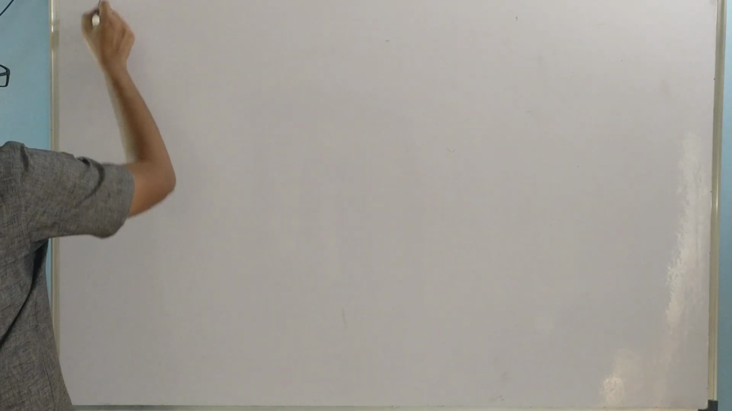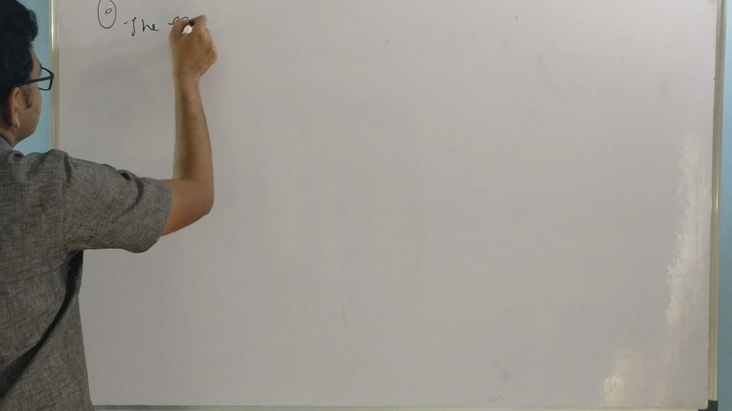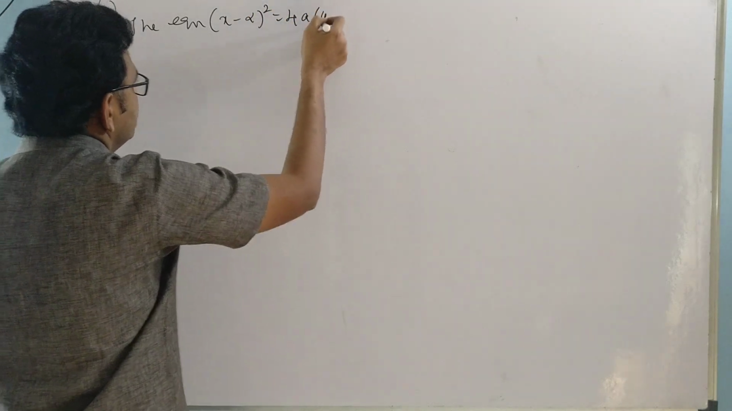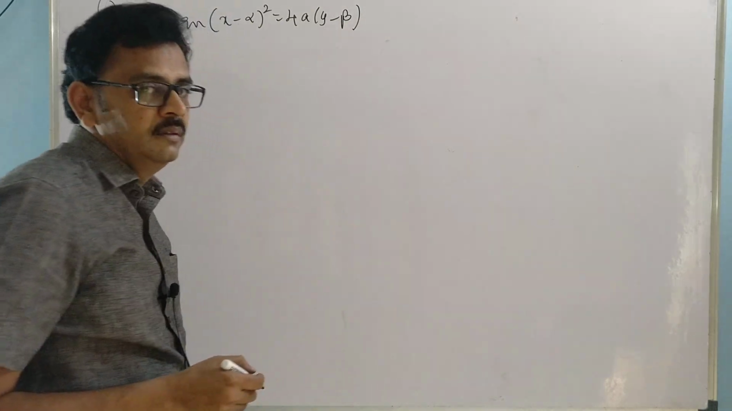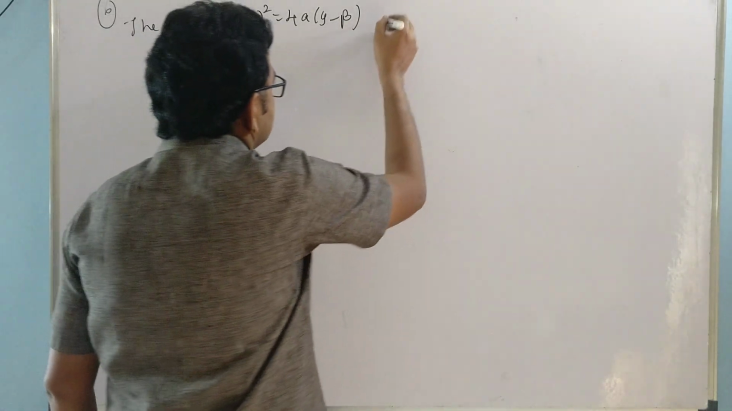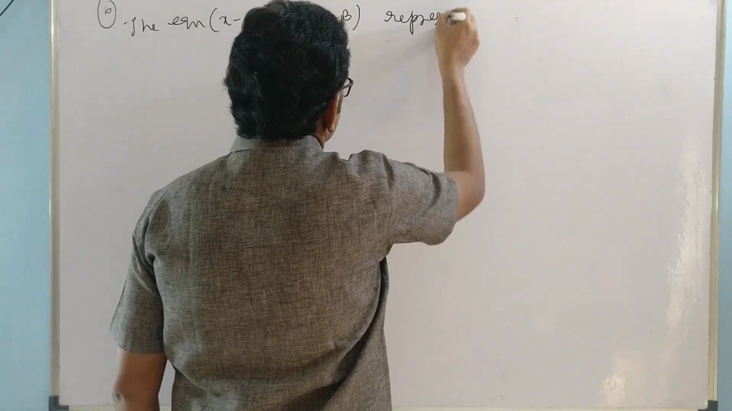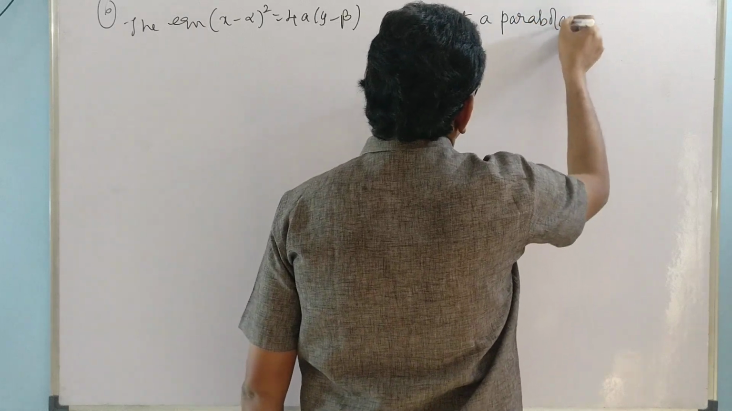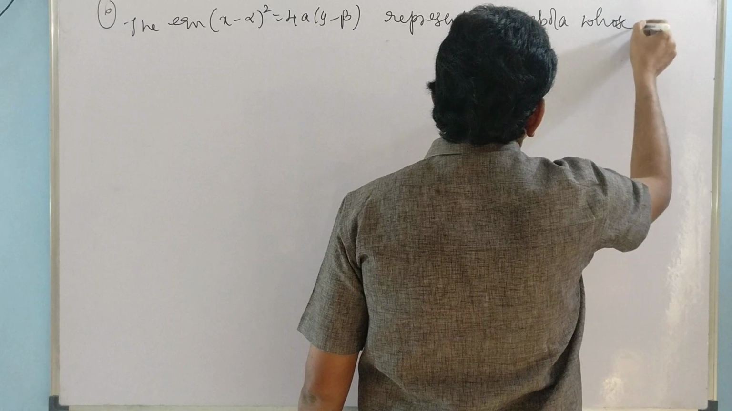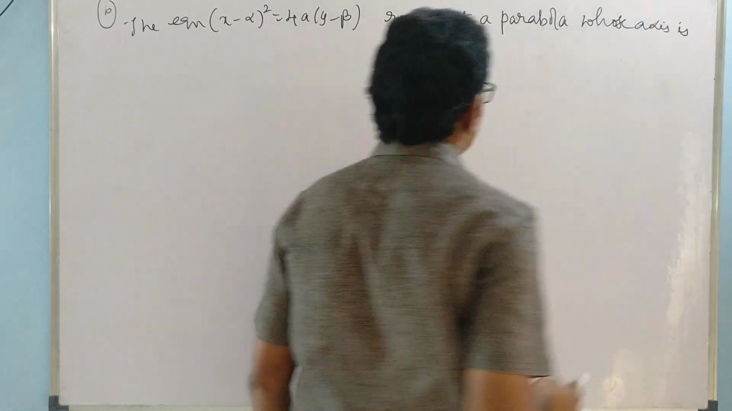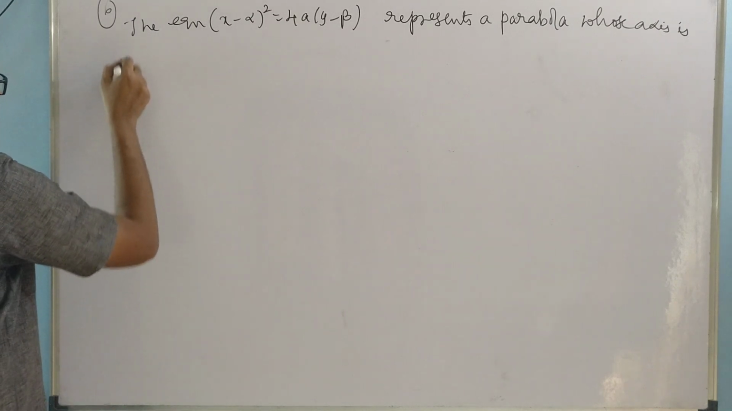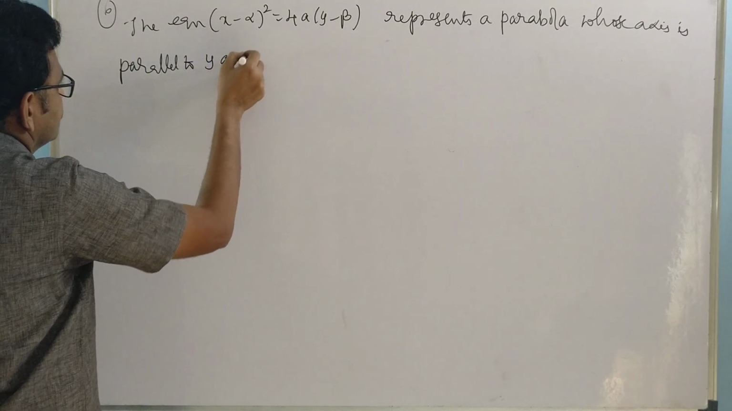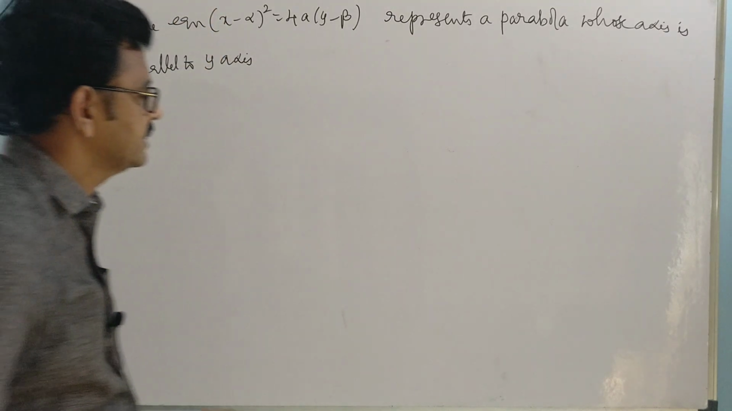Next one, sixth one: the equation (x minus alpha) whole square equal to 4a into (y minus beta), where a is positive, represents a parabola whose axis is parallel to y-axis.